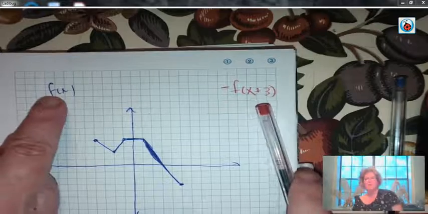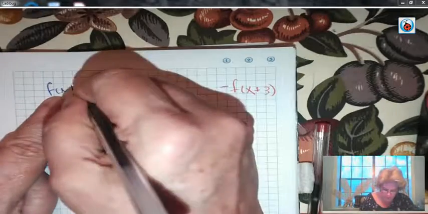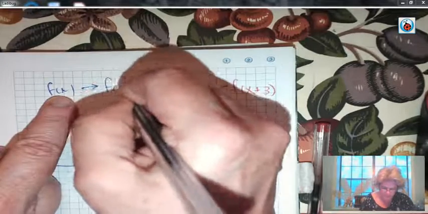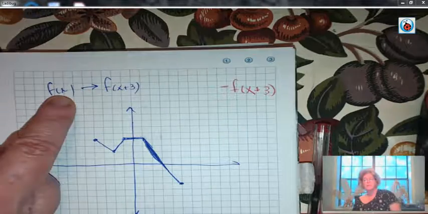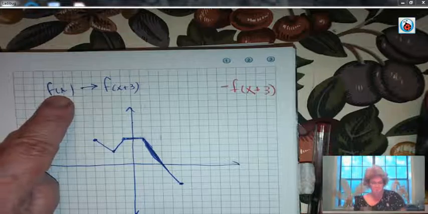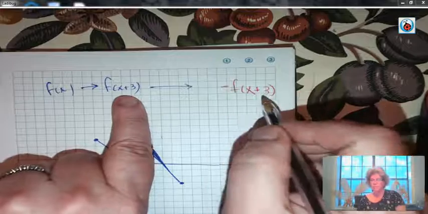Okay, how do I get from there to there? Well, I could replace the x with x plus 3. So I'm not adding 3. I'm replacing the x with x plus 3 in parentheses. It's two different things. And then I could negate the formula.